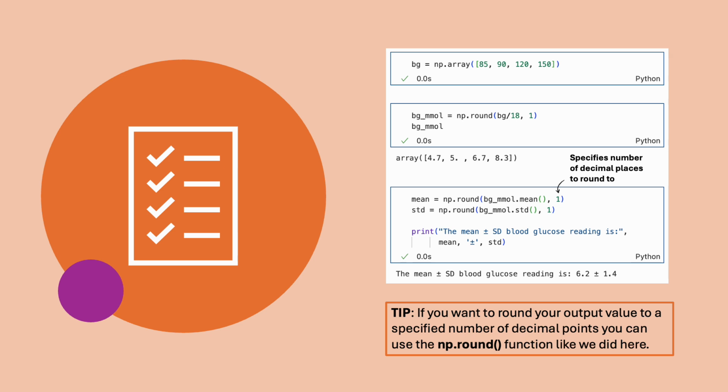Sometimes you'll get, of course, infinite numbers of decimals, and that can be quite annoying to deal with. So all that you need to use is np.round and put your function inside of there, and then follow that with a comma and the number of decimals that you want. So in each case here, I only wanted 1 decimal place.